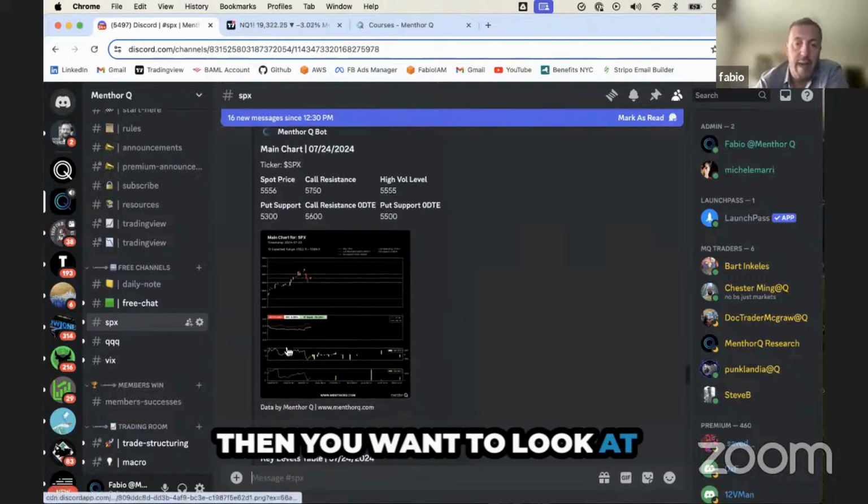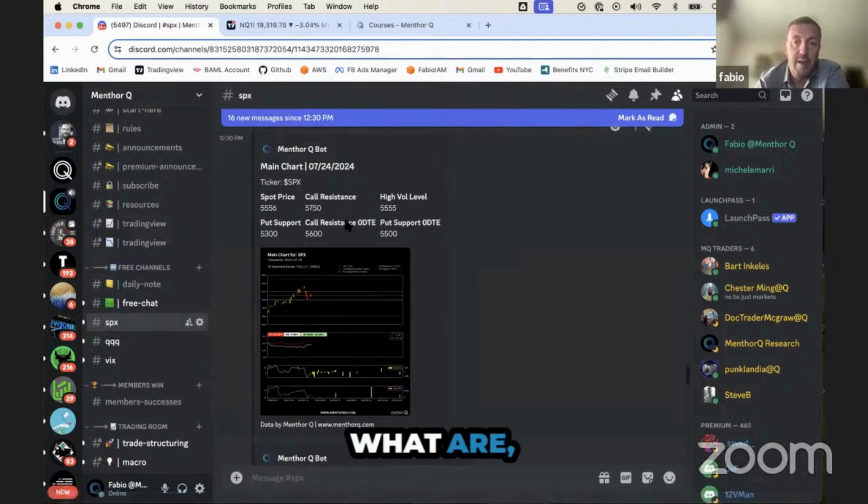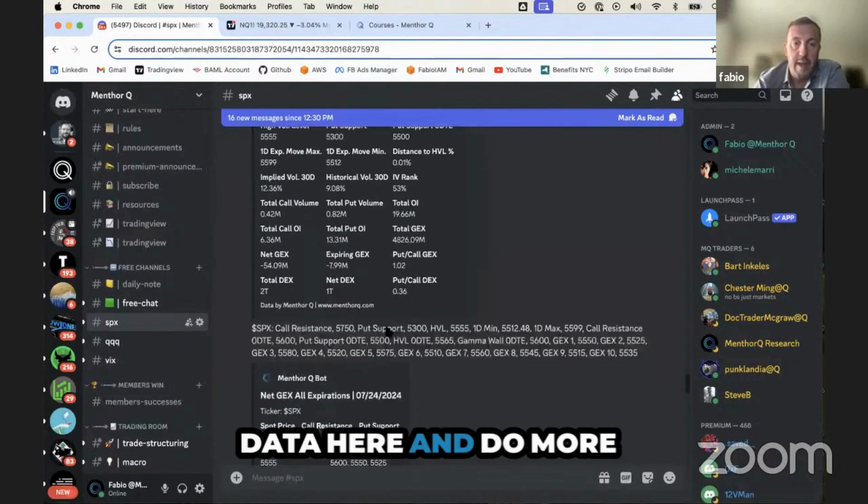Then you want to look at how the levels are playing out. So what are the main levels here? What is the option market telling me? You can also read more data here and do more analysis.